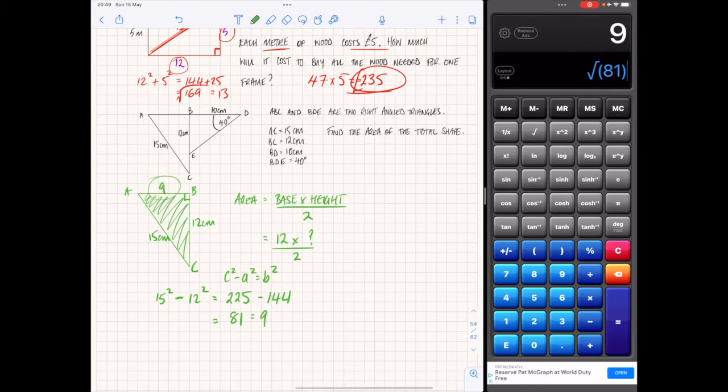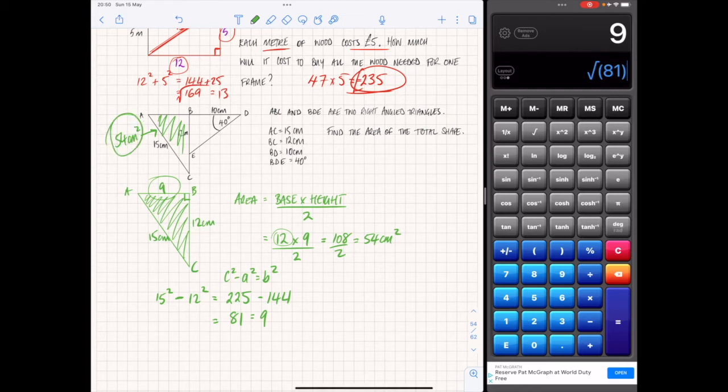That is my perpendicular height now. So I end up doing 12 times 9 divided by 2. There's a couple of ways you could do that. You could actually do 12 times 9 is 108 and then divide it by 2 to get an answer of 54 centimeters squared. Or what you could do is just half 12 to get 6 and then do 6 times 9, which is 54 as well. So what I'm saying is this first shape here has an area of 54 centimeters squared. So I'm going to keep that in the bank.